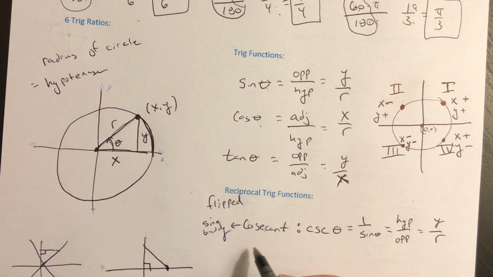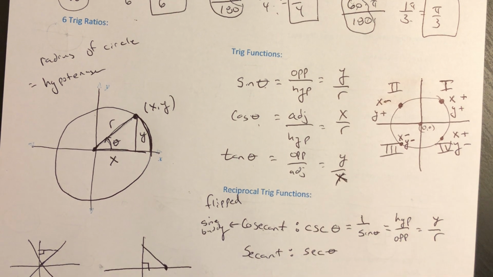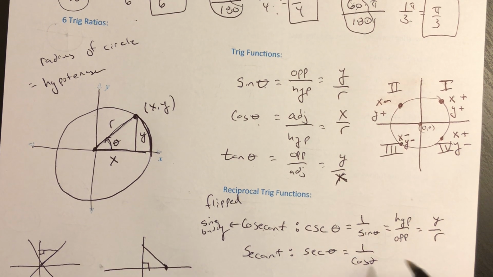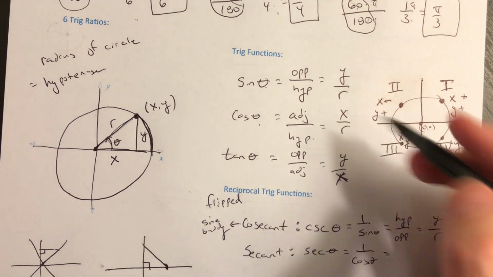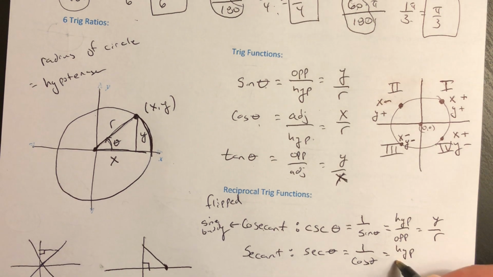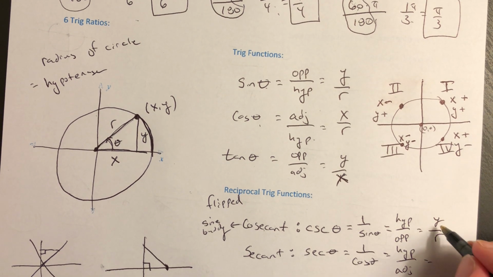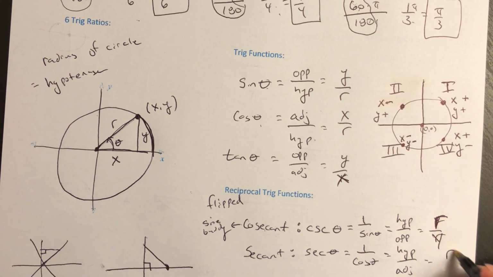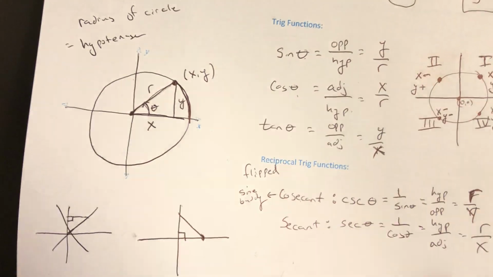The other one that we're going to learn about is called secant. SEC is its abbreviation, and this is the reciprocal of cosine of theta. Well, what's the flip of cosine? I come up here and flip this, so it's going to be hypotenuse over adjacent. I wrote this wrong. This would be r over y, and this would be r over x. Okay, last one.